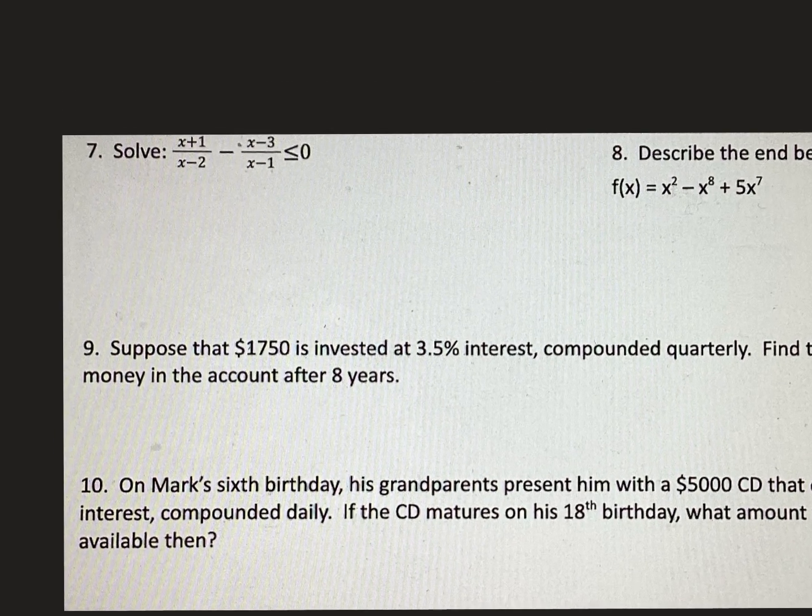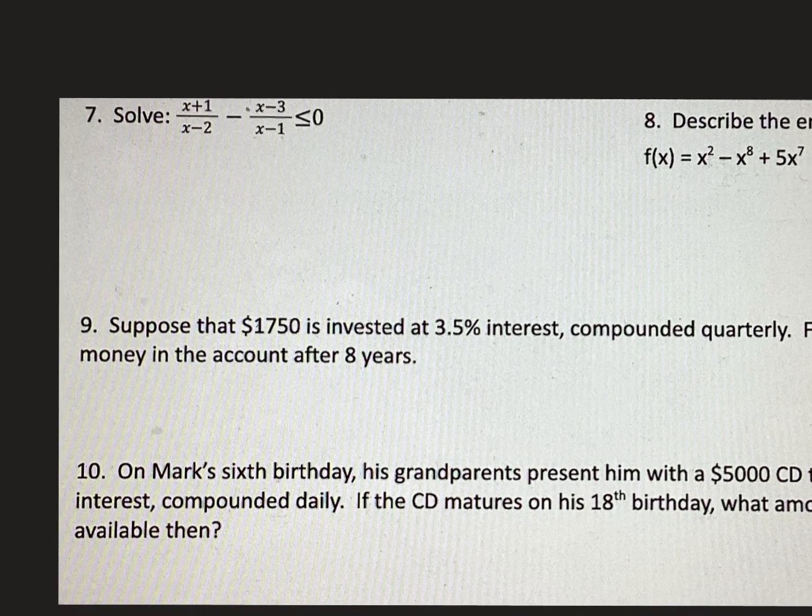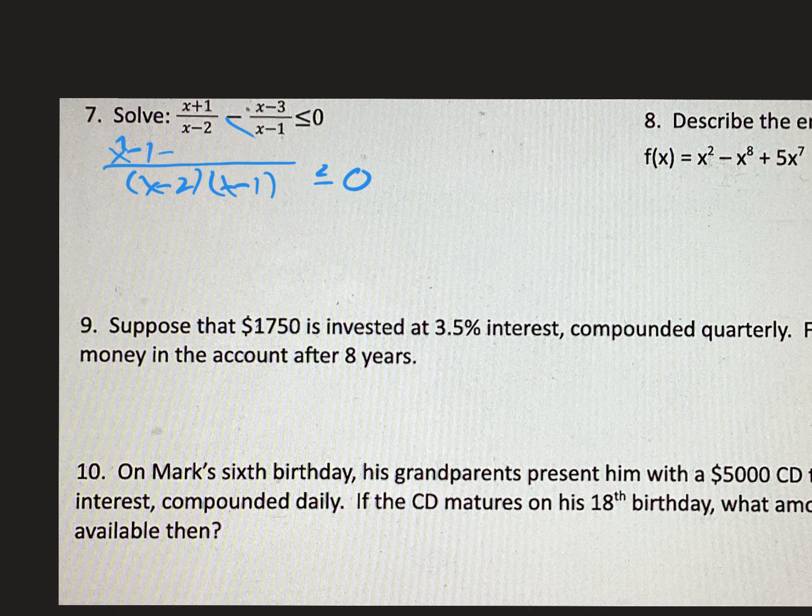Number 7, a review from a week or so ago. Fraction inequality. I've got to make it one fraction right here. So I'm going to multiply. Actually going to subtract. Remember, when we subtract, I gave you the good shortcut to do that. We're going to multiply your denominators, cross multiply here. That'd be x squared minus 1 minus, and I'm going to cross multiply there.